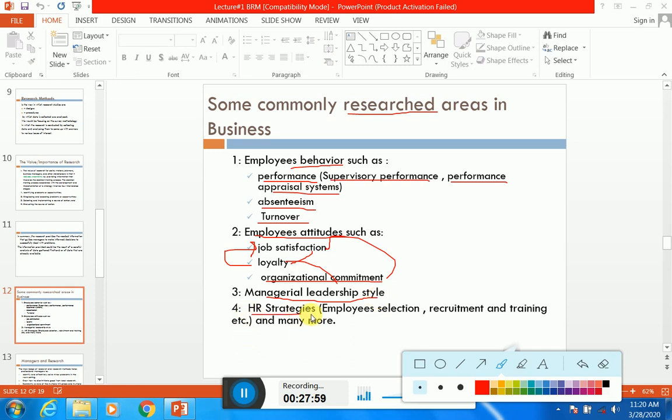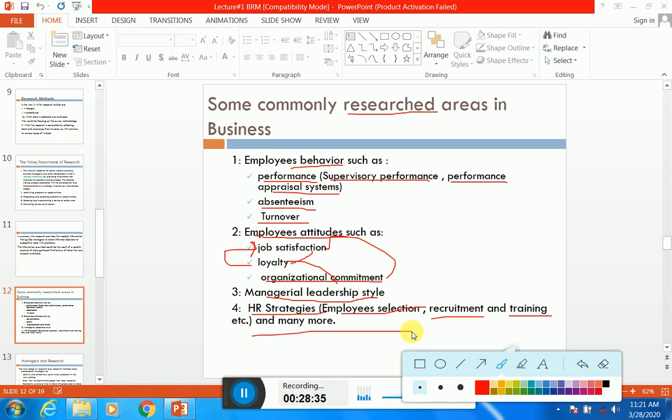And the last, HR strategies like employee selection. Is the selection process fair? Is there any error in the selection process? Is the recruitment appropriate? Is the recruitment process complete? Are people properly trained? Is there any career opportunity in the organization? So all these are the different areas where your research is to be done.